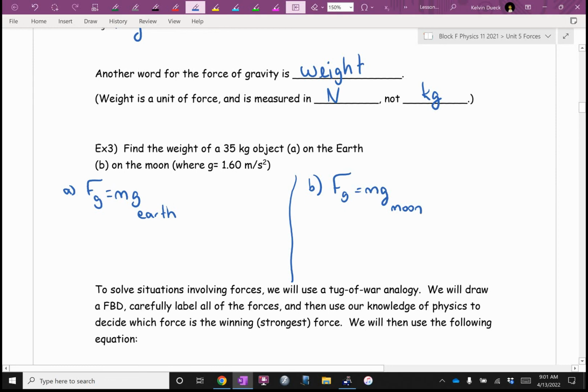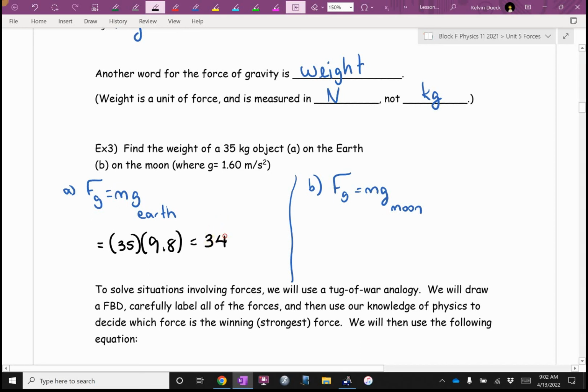What is the mass of this object? What's the g on the Earth? You've memorized this one. Good. So the weight, the force of gravity on this object on the Earth is 35 times 9.8, which is what? I do this in my head. It's going to be 35 times 10. It's going to be 350 take away 7. Is it going to be 343? Double check me. Am I wrong? Is it 343?